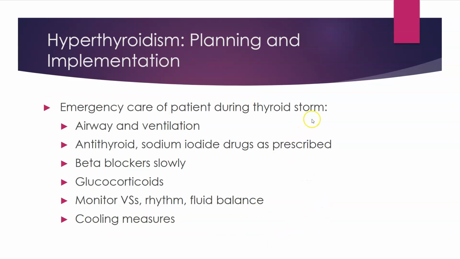Now, if they have a thyroid storm, this can be very scary, but we want to maintain the airway and ventilation. We can give some anti-thyroid medication, as prescribed. Beta blockers might help with this, steroids might help, and monitor, of course, vitals, EKG rhythm, and fluid balance. And then as they're storming, the temperature spikes up, and so cooling measures might be appropriate.